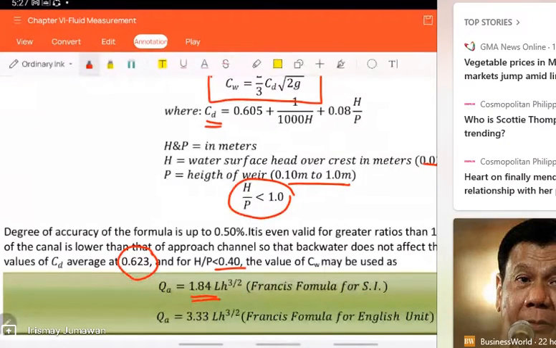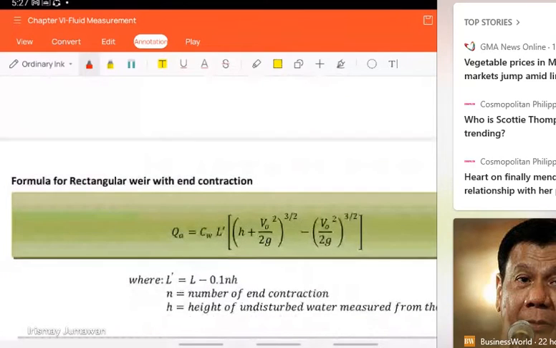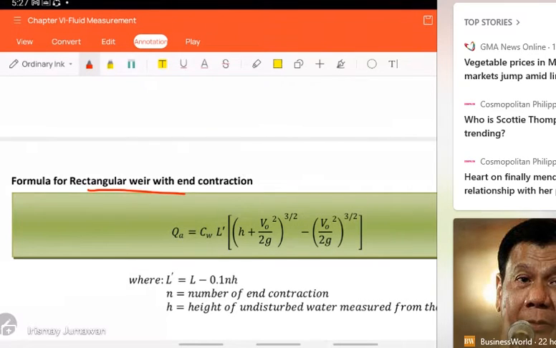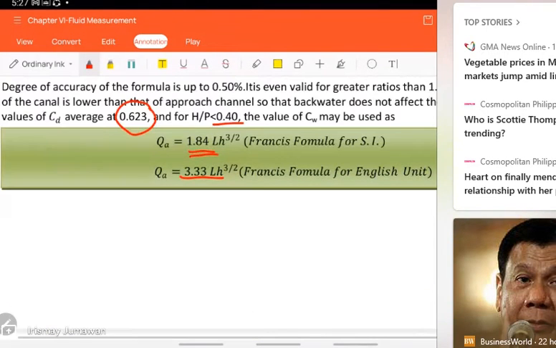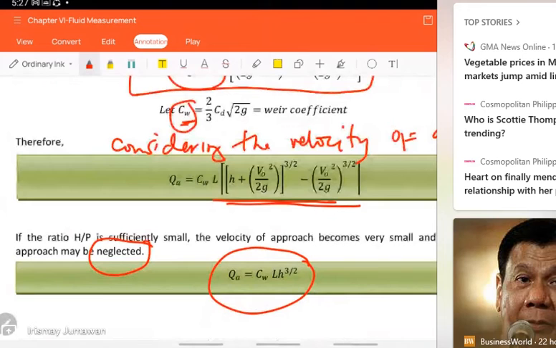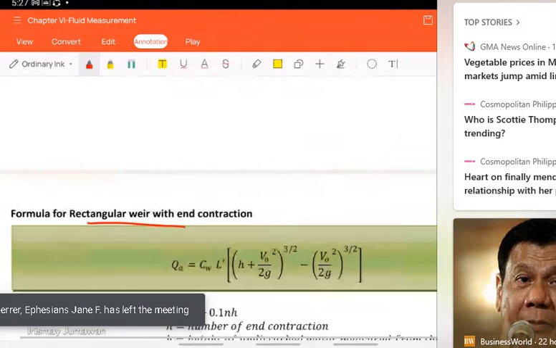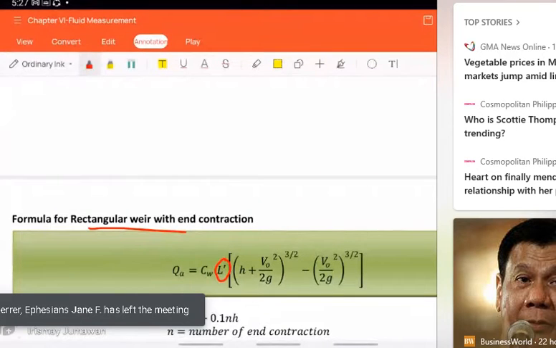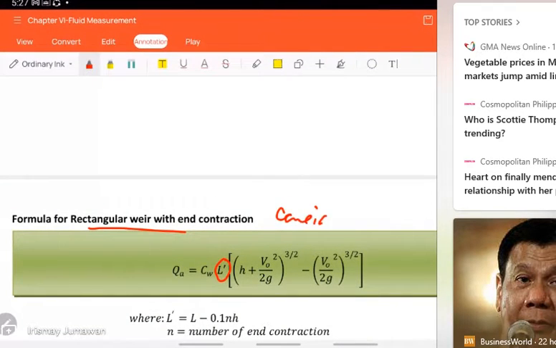This is for SI, and we also have a formula for Francis, that is 3.33 times L times H to the 3 halves. Okay, so another is this irregular where ganiha walay end contraction. Karon there is an end contraction. So from this formula, we have CWL. Kung naay end contraction, L prime na siya class. Okay, L prime. And this is also considering velocity of approach.